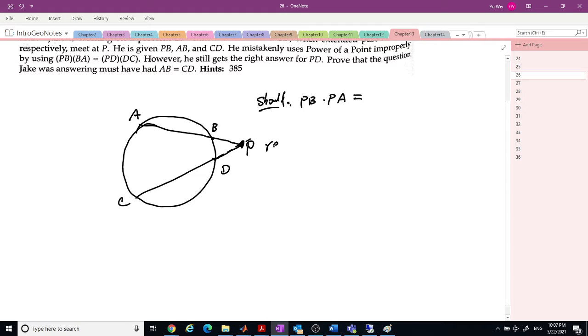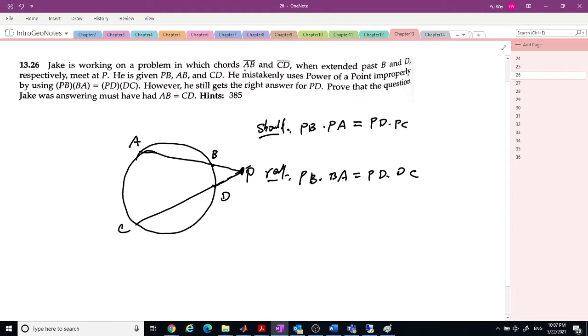This is the real case: PD times PC. But he used PB times BA is equal to PD times DC, and he got the same answer. So we have to prove that AB equals CD.